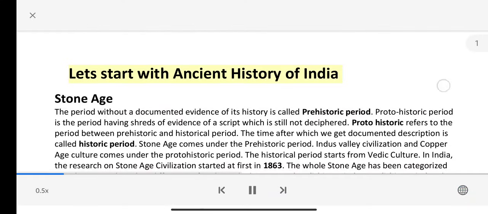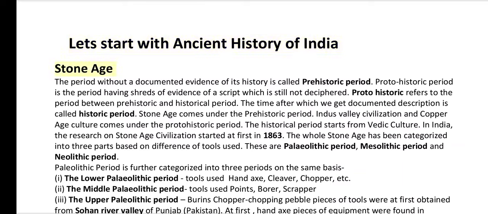Let's start with ancient history of India. Stone Age. The period without a documented evidence of its history is called prehistoric period. Proto-historic period is the period having shreds of evidence of a script which is still not deciphered. Proto-historic refers to the period between prehistoric and historical period. The time after which we get documented description is called historic period.